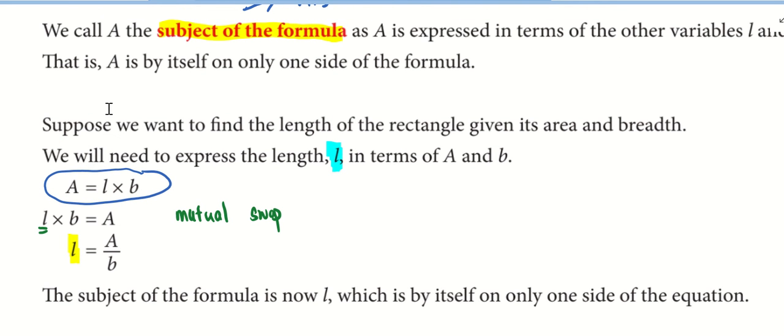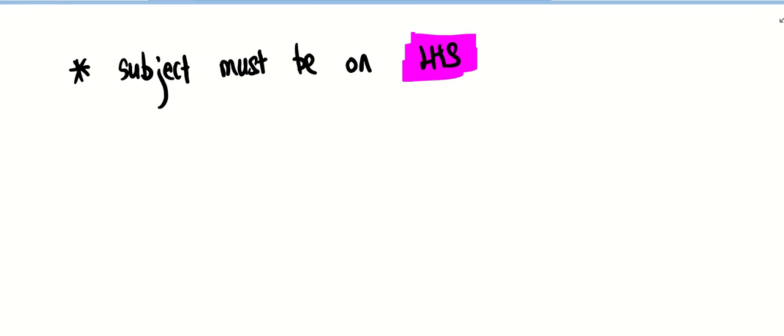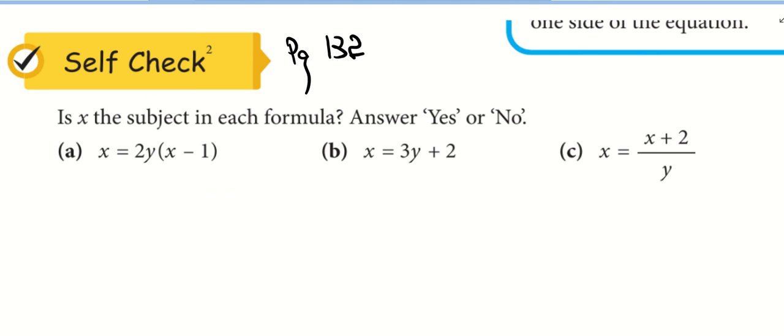Alright? So, a few important things. This is the one thing I want you to take note of. The subject must be on the left-hand side. So, if I want X to be the subject, X can only be on the left-hand side.